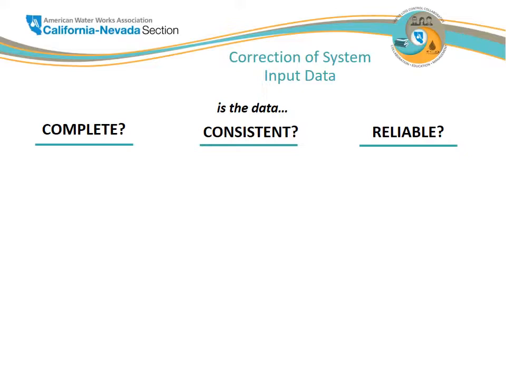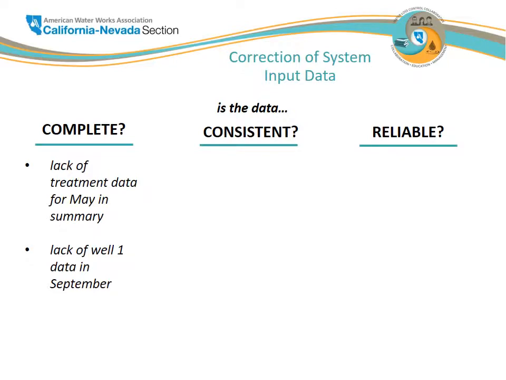I first want to understand, is my production data in this case complete? Have I captured all of the instances of volume that enter my distribution system? And lo and behold, when I do look into it, we are indeed lacking treatment plant data for May. The SCADA system went down, some issue happened, so I need to recuperate some data for that big volume in May.